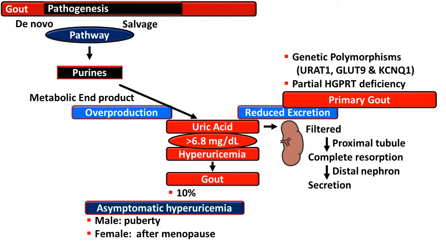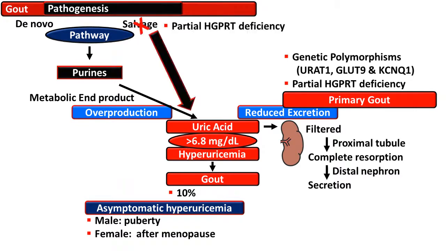The causes of the primary gout are genetic polymorphism in certain genes such as the URAT1 gene, GLUT9 gene and KCNQ1 gene. These genes are responsible for the transport of the uric acid in the tubules, or it can be due to partial hypoxanthine guanine phosphoribosyl transferase enzyme deficiency.